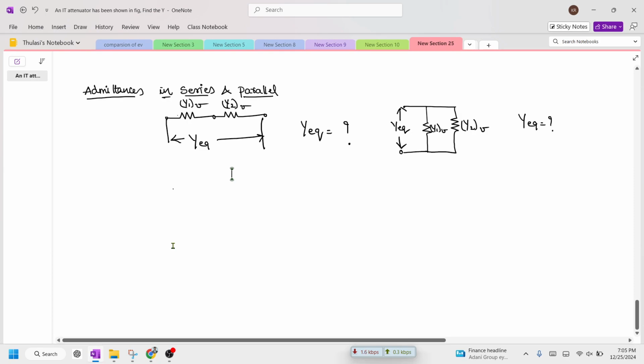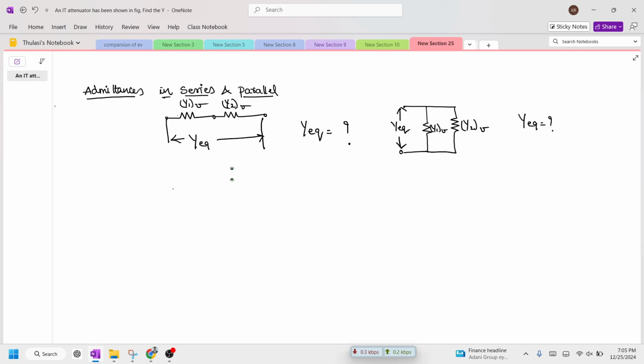Hi, good evening all. Today, let us see some problems related to admittances. Before solving this problem, you need to know how the admittances are connected in series connection as well as the parallel connection. Now, our target is to find out y equivalent, where y1 is the admittance of the first branch, where y2 is the admittance of the another branch.